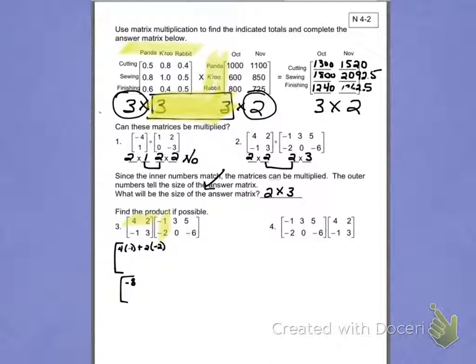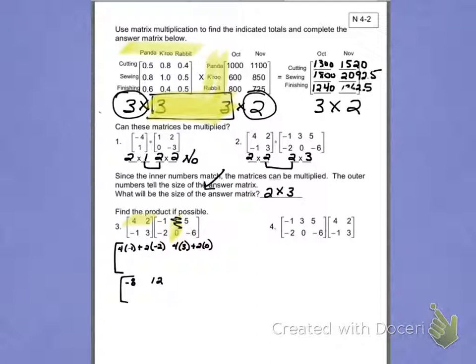Now in the middle spot, we're going to multiply the first row by the middle column here. So that's what we're looking at now. And so we have 4 times 3 plus 2 times 0, which is 12 plus 0, because anything times 0 is 0. So that answer in that spot is going to be 12.